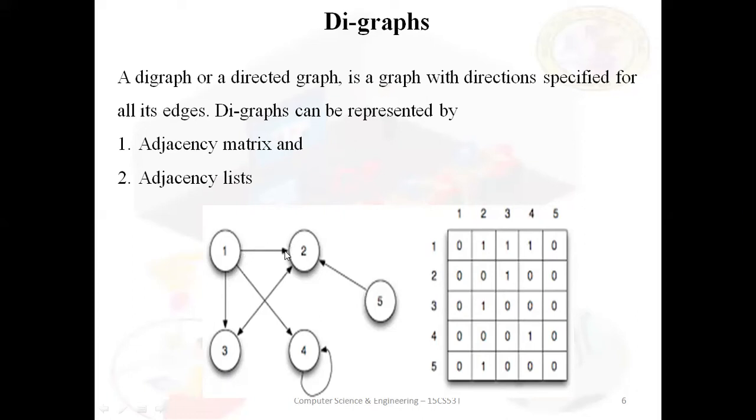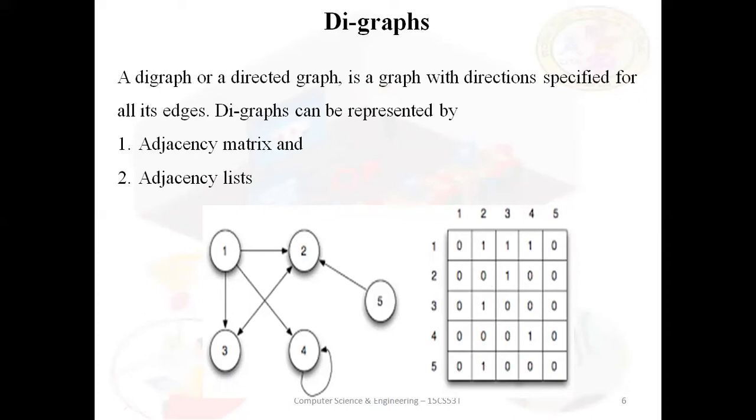There is an edge from 1 to 2, but this is a directed graph where there is no back edge from 2 to 1. That's why it is represented as 0. And we are not having any edge from 2 to 2 either. That's why it is represented as 0.